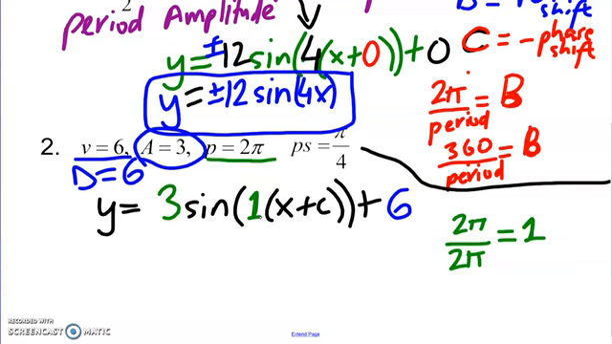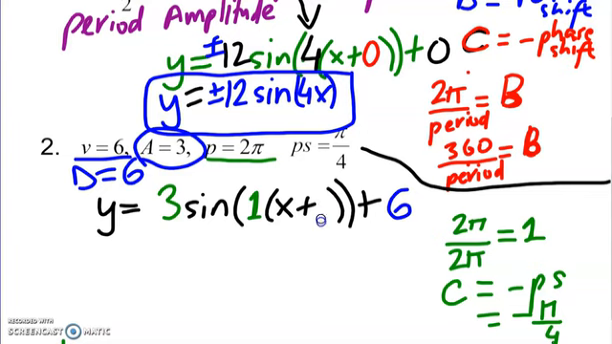Okay, then the very last one is the phase shift. So my C value is going to be negative my given phase shift. And in this case, it is negative, and the value that I'm given is pi over 4. So instead of C, I'm going to write negative pi over 4. Okay, so that's negative pi over 4. So now that we've got all of these parameters figured out, let's just write the final form.